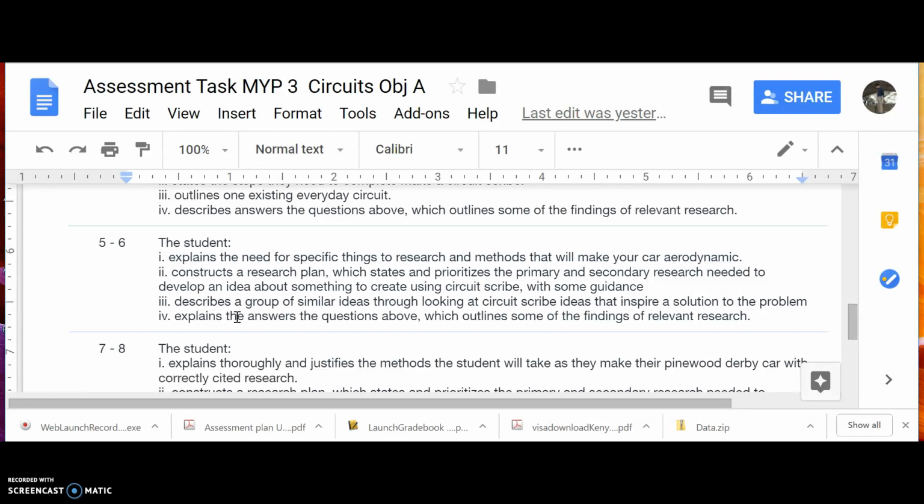Okay, so to get a 5 or a 6, you explain the need for specific things to research and methods that will make, sorry, it's not supposed to be car aerodynamic. That's for the other class. Specific things to research and methods to make your Circuit Scribe kit.